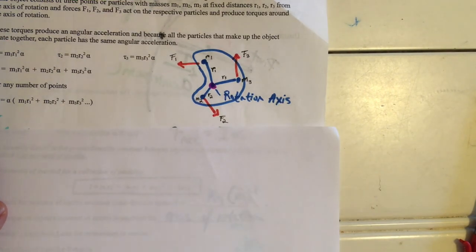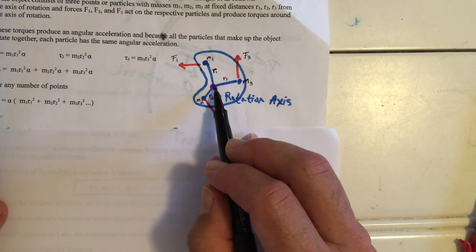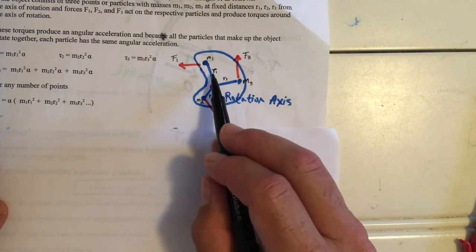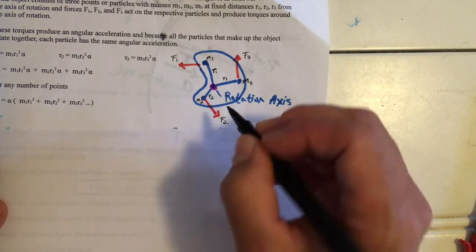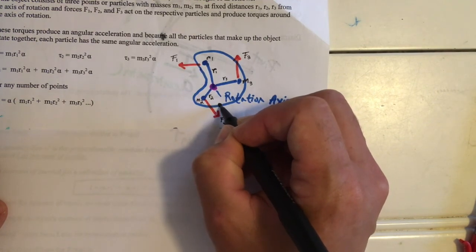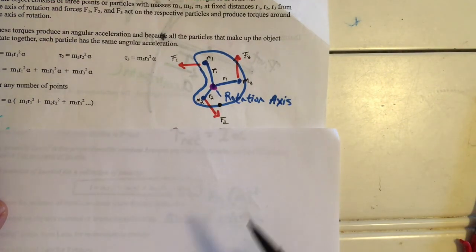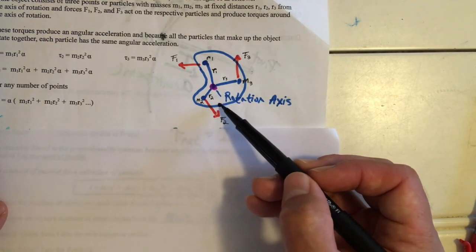And another reason you could see it mattering is this. If I was to move this rotation axis, look at where M1 is. Would R1 change if I move the rotation axis, say, to right here at the very bottom, right at this point? You should say yes, right? Because now R1 is larger.